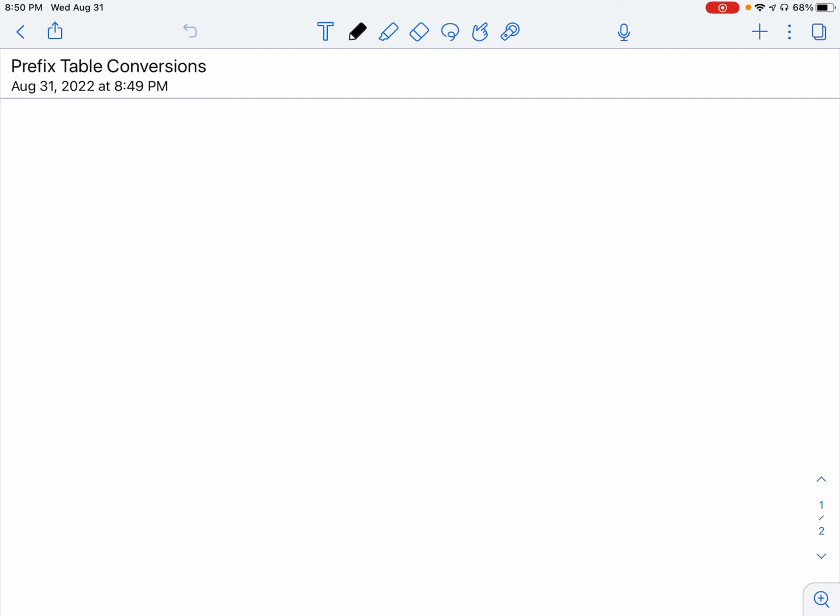All right, today we're going to be talking about our prefix tables and those conversions. So to start us off, the first step I like to do to establish our prefix tables happens to be determining the powers of 10. If you're not familiar with what I'm referencing, powers of 10 are those little exponent numbers that we see with each of our prefixes.